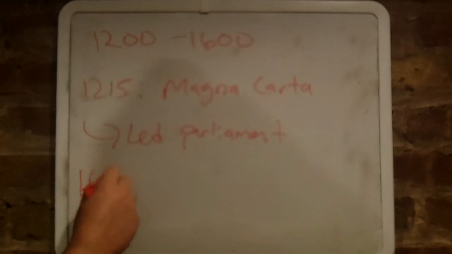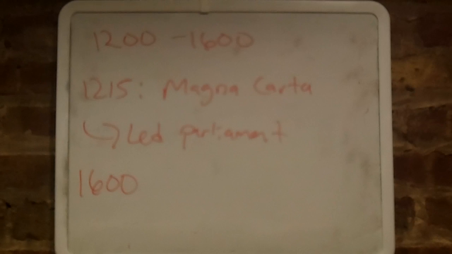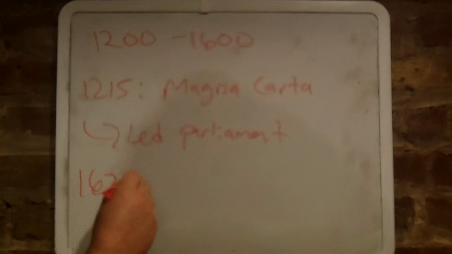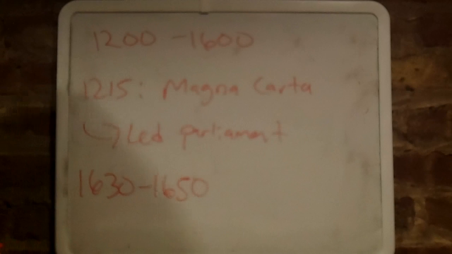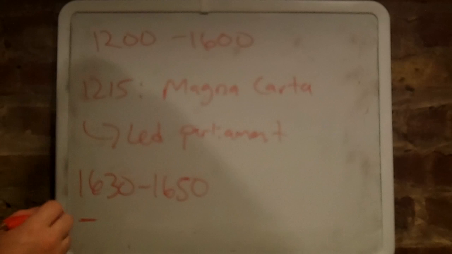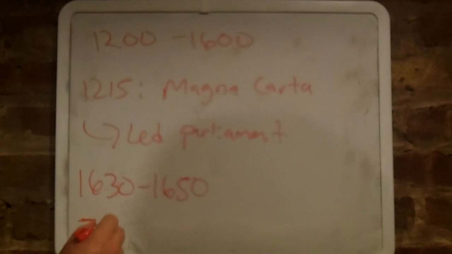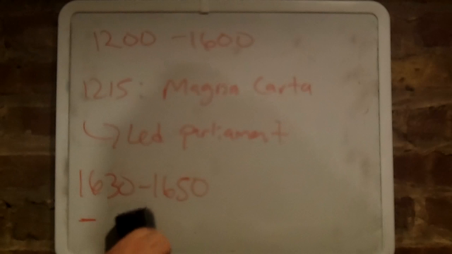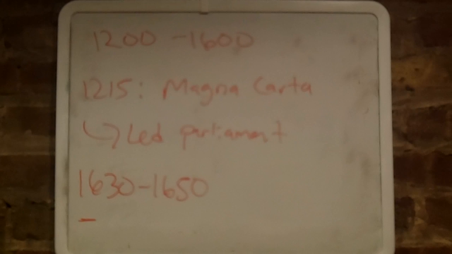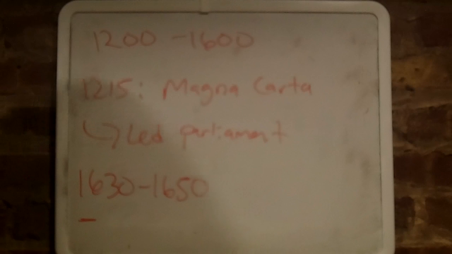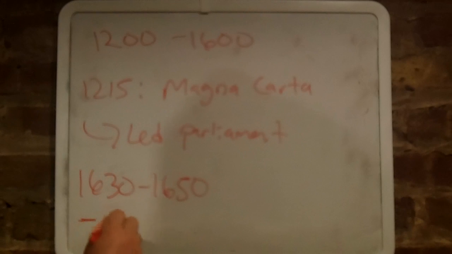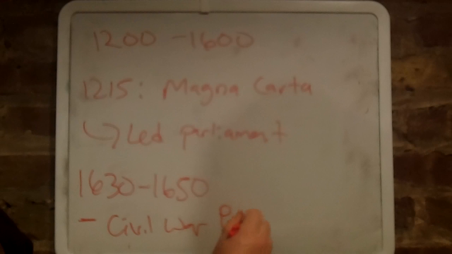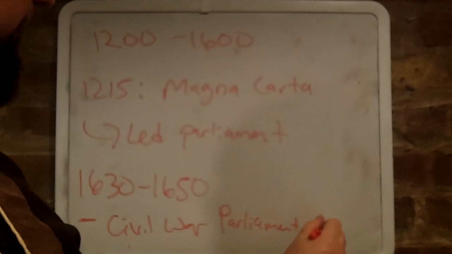By the time we get to the mid-1600s, 1630 to 1650, you have the English Civil War, which was a war between those who were loyal to the king and those who were loyal to the Parliament. The king had tried to dissolve Parliament and impose his will on the country. I believe his name was Charles. So it was Parliament versus the king, basically.